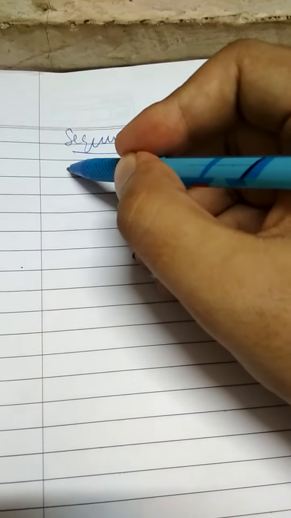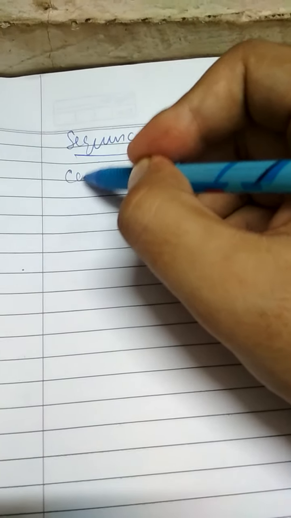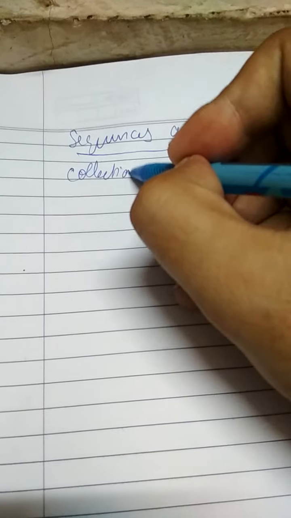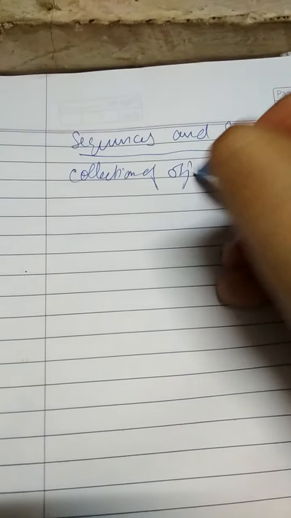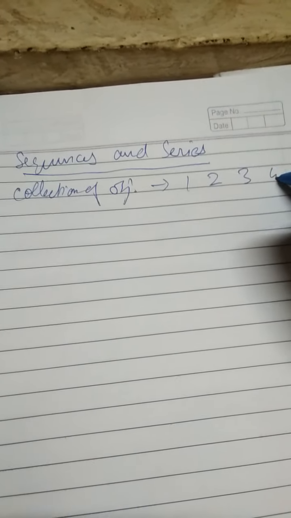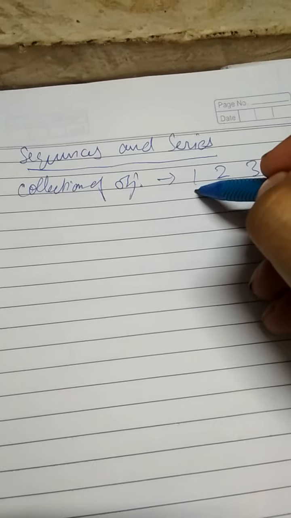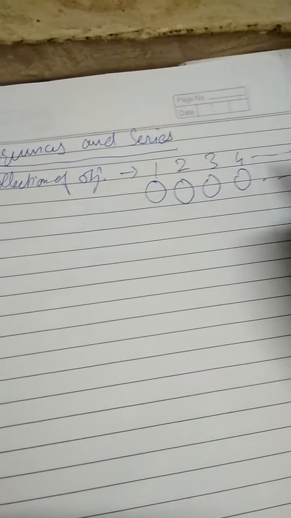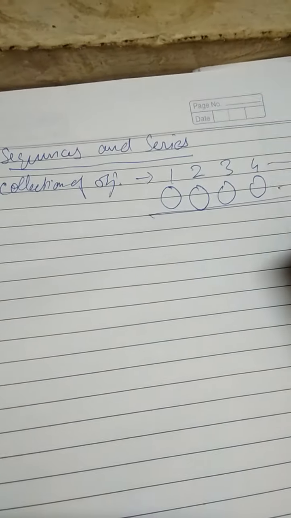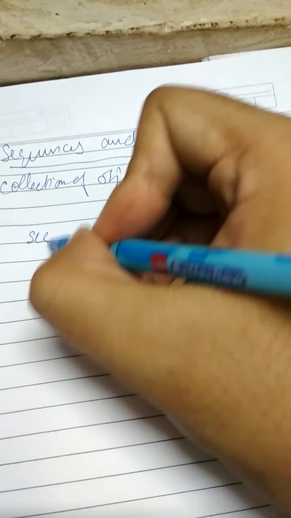So if we had a collection of objects and that collection is numbered, we say this is the first object, this is the second object, this is the third object, this is the fourth object, and so on. We can clearly say which is first, second, third, fourth, and so on. Then this collection is known as a sequence.